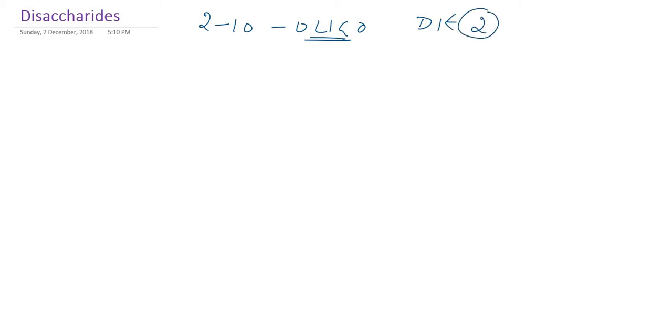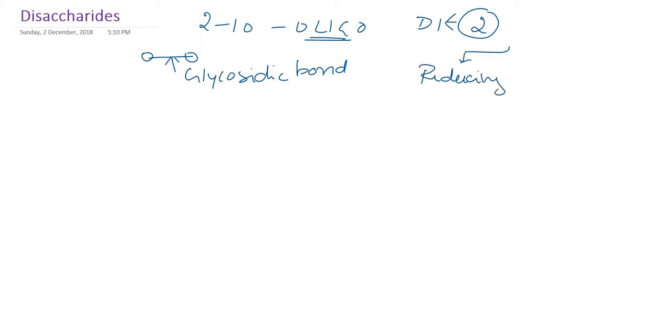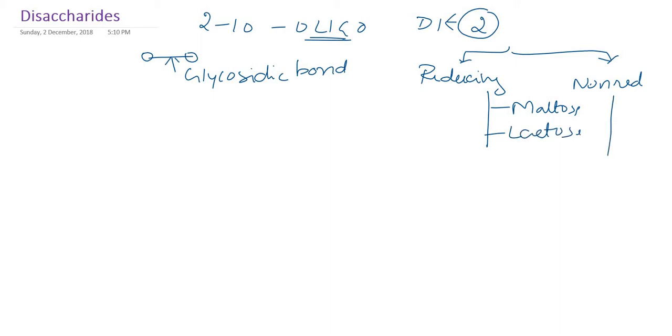In a disaccharide, 2 monosaccharides are joined by a bond. This bond is called glycosidic bond. In disaccharides, again there are two subclassifications: reducing disaccharide and non-reducing disaccharide. Examples for reducing disaccharide are maltose and lactose. An example for non-reducing disaccharide is sucrose.